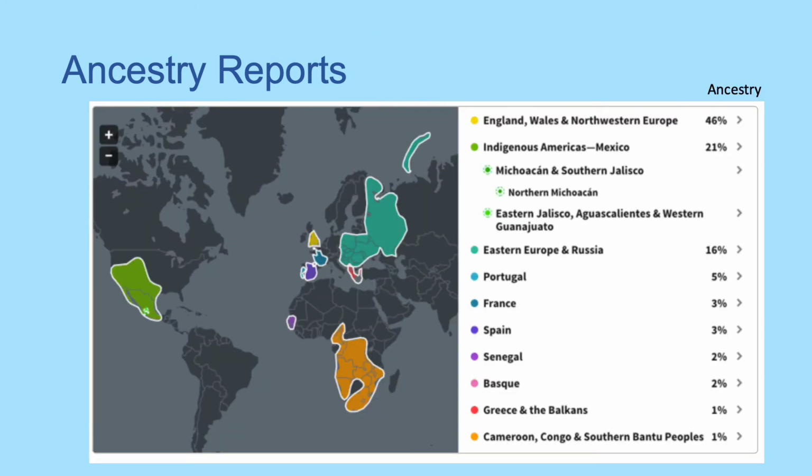This is a report from the company Ancestry. They provide maps that show the regions that your ancestors likely inhabited. What's interesting about this map is that the colors don't match the country borders. And that makes sense because hundreds of years ago, the borders we have now didn't exist.